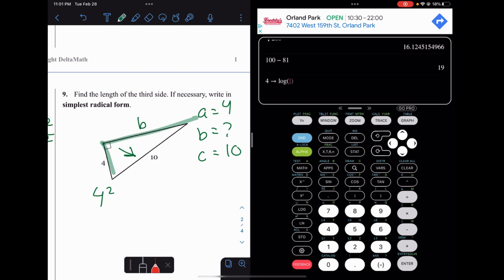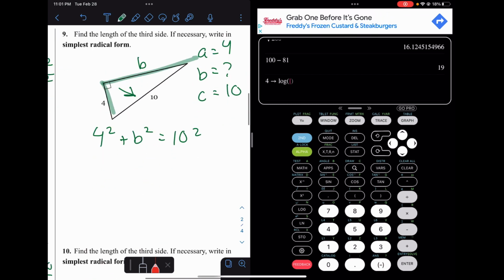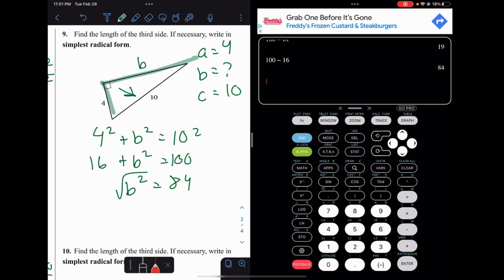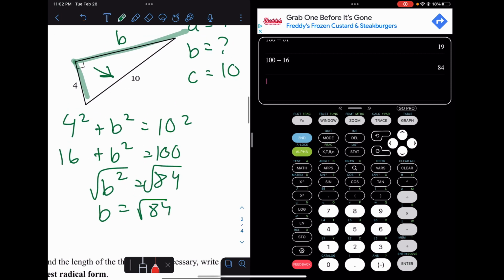So we're going to say 4 squared plus B squared equals 10 squared. So we end up with 16 plus B squared equals 100. 100 minus 16 is going to give me 84. So I get B squared equals 84. All right. So then I take the square root and I get that B is equal to the square root of 84. Now, of course, we have to go through and see if we can simplify this.